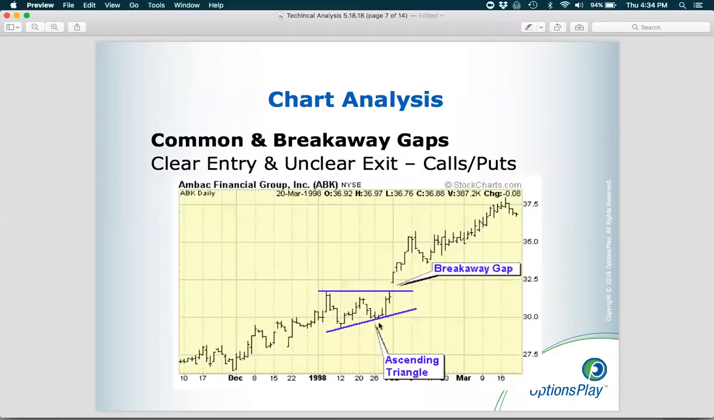A lot of times the stock will gap higher on earnings or news or whatever that is. Once it gaps higher, then you get a significant move in one direction or another, and usually that move is very quick. As you can see, this stock moved from 32 to 35, about a 10% move within just a few days. And that's really the type of trade that you would want to use calls and puts for, because it allows you to take advantage of a quick, swift move in one direction or another.